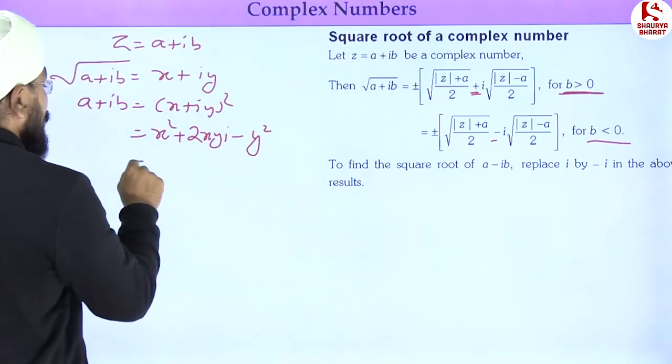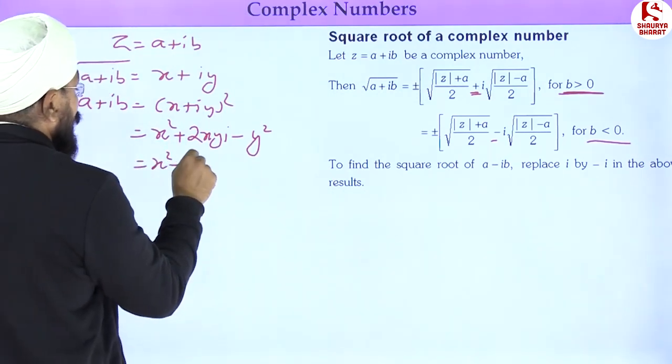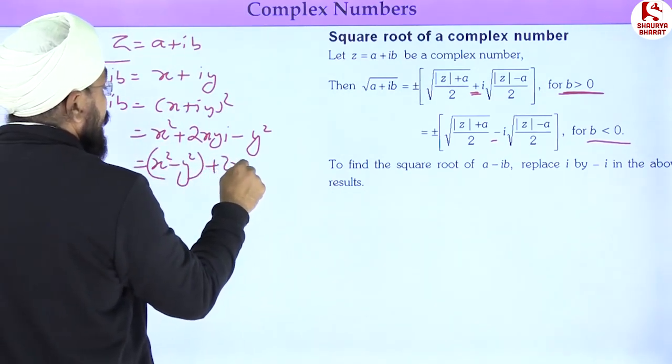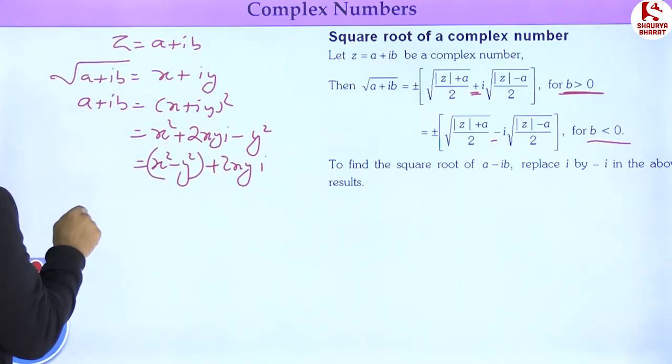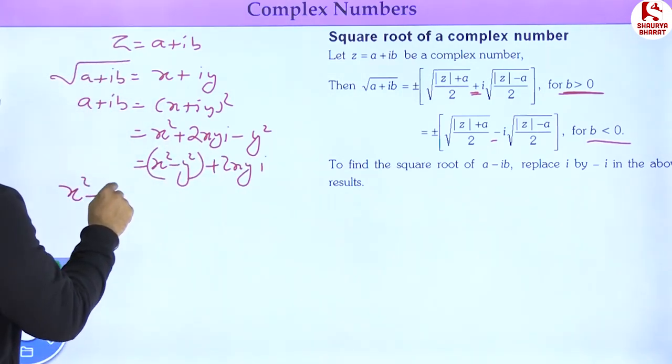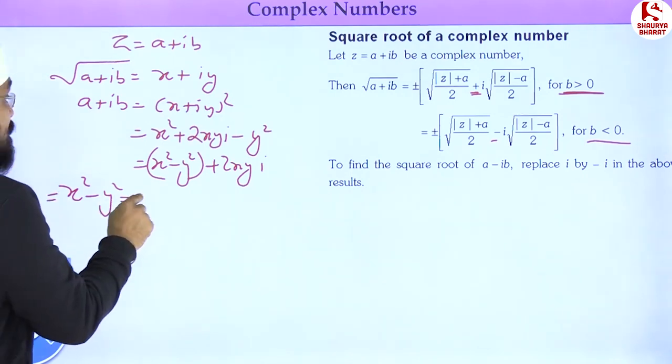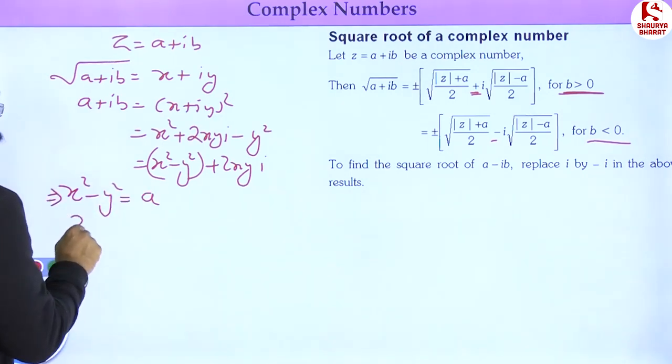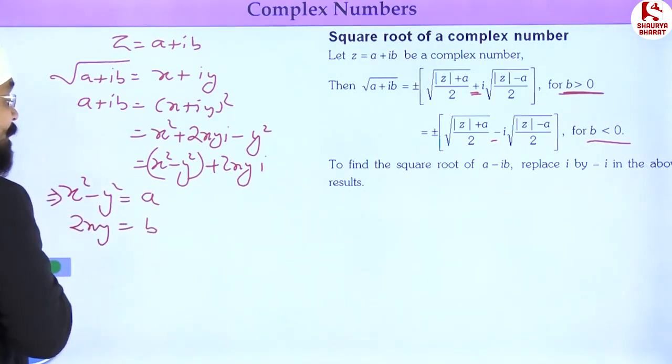Clear? Now this becomes x square minus y square plus 2xy iota. Now if you compare, you will see that x square minus y square has the value a, and 2xy has the value b.